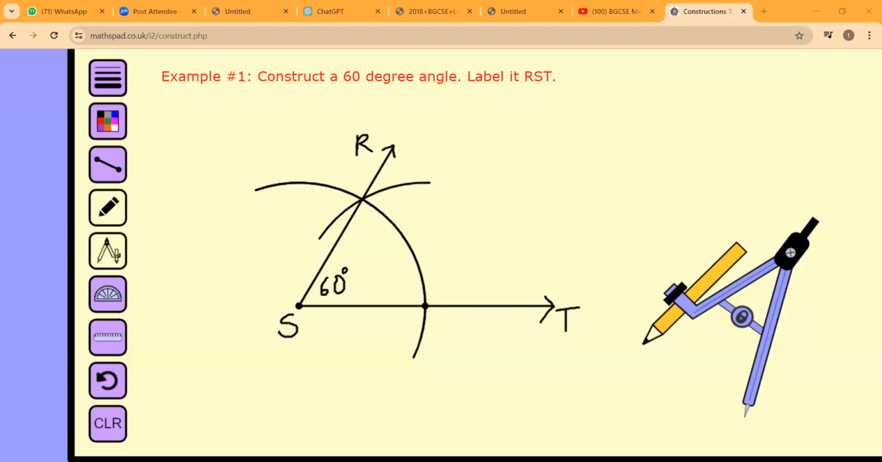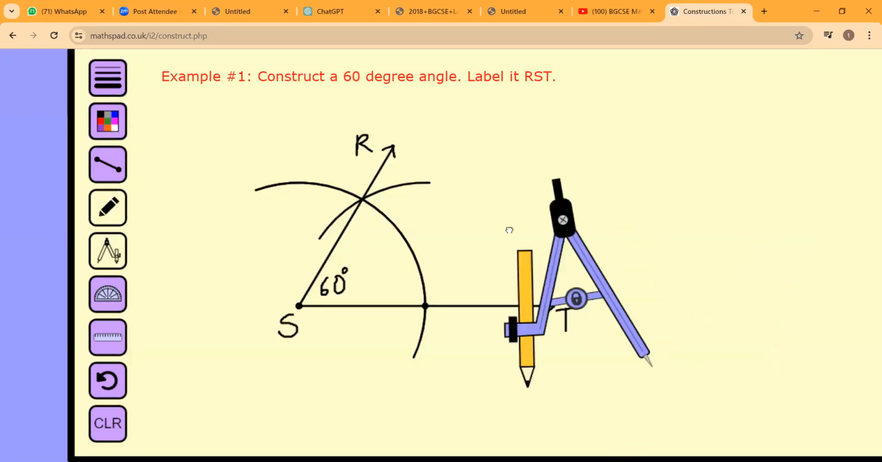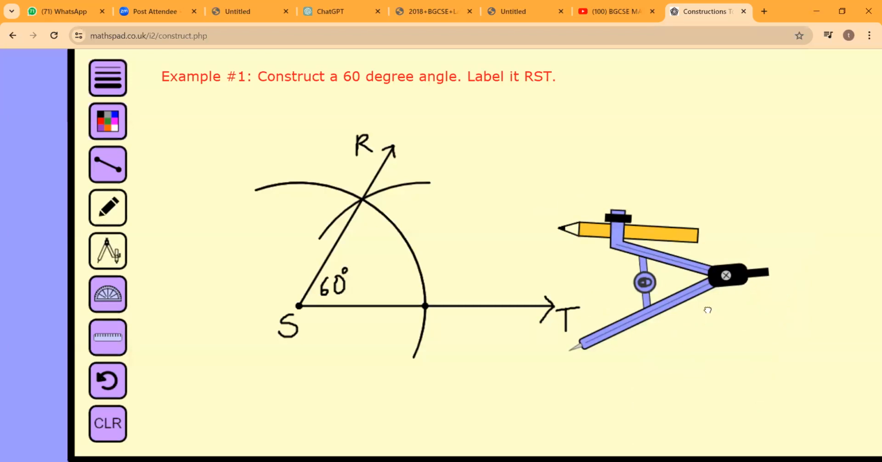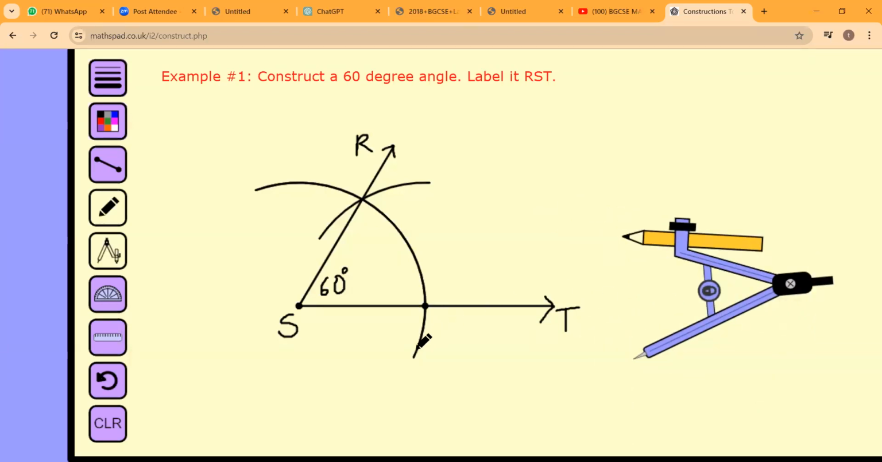Yes, sir. First step we do is we mark the vertex of your angle anywhere on the paper. Then we draw a line. Then we name it S and T. Then we place our compass and measure the point S and set its width to any measurement. We just put it in the middle. That's it. Then what else?